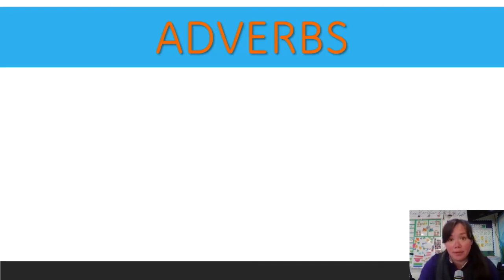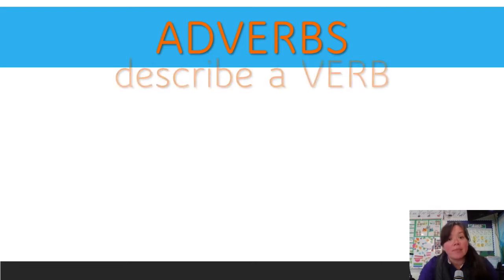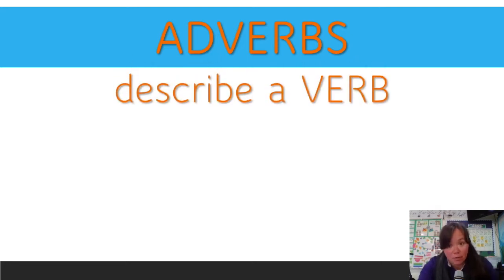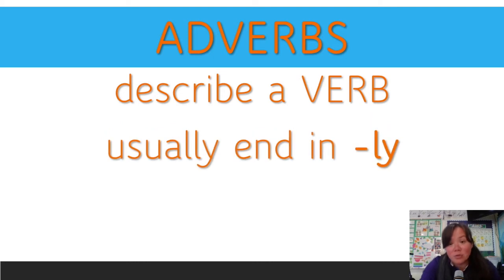So as a review really quickly, we have been learning about adverbs. And what we know about adverbs is an adverb describes a verb. So it tells us how that verb happened or how often it happened. And we know that they usually end with ly: slowly, carefully, loudly, softly, gently. These are all of our adverbs.